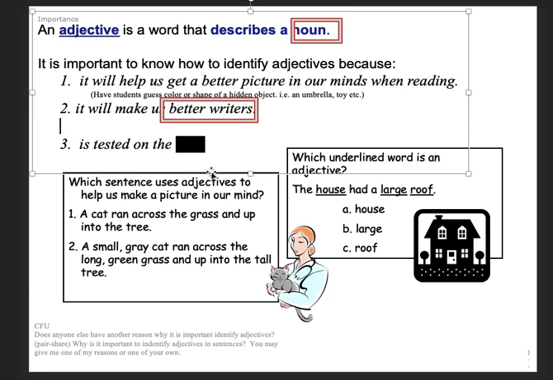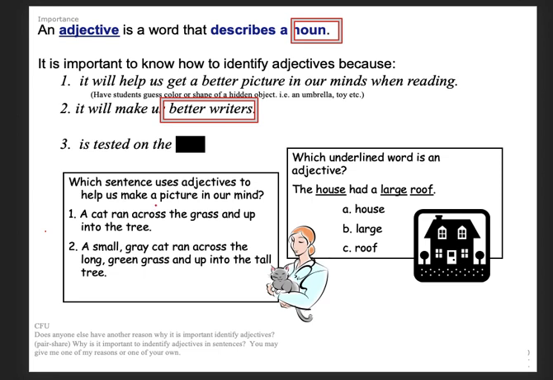Which sentence uses adjectives to help us make a picture in our mind? Let's read both of these and you think about which one has a better description, which one gives you more pictures in your mind. A cat ran across the grass. I'm going to get my red pen back. A cat ran across the grass and up into the tree.